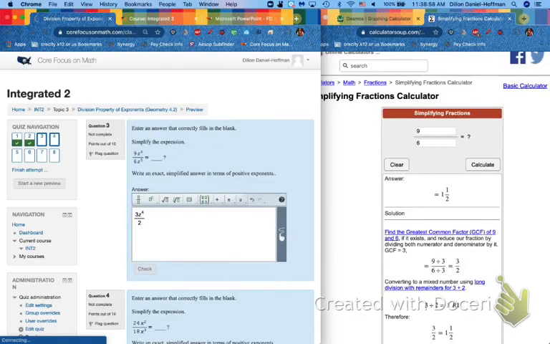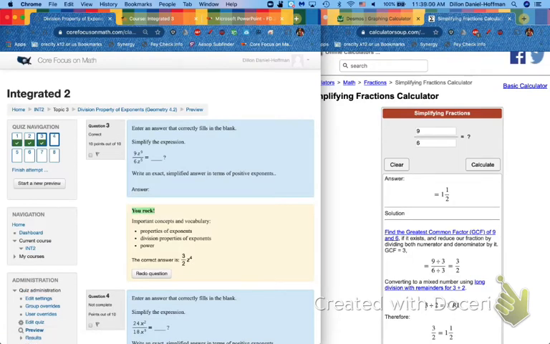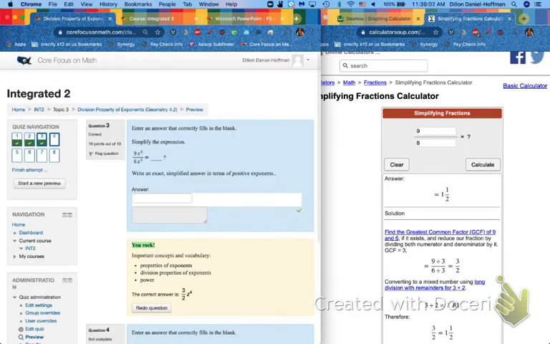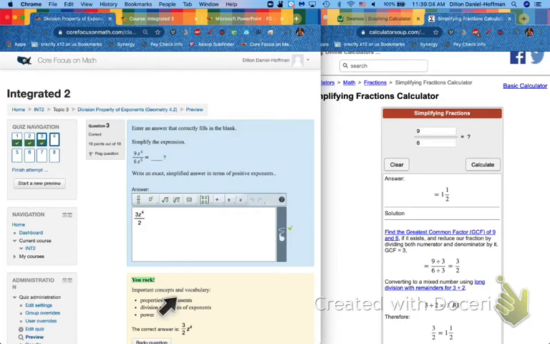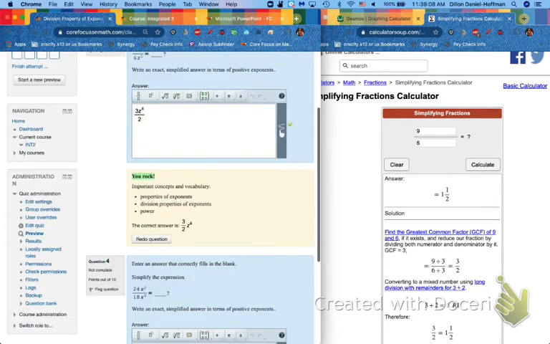You have a choice on this one of whether you want to put the z to the 4th or whatever your letter ends up being on top, or like it says here, whether you want to put it in front of the fraction. Both answers will be acceptable.